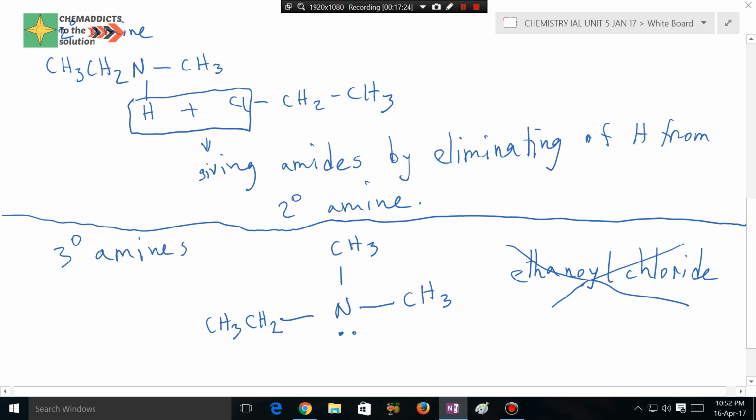So she is a bad lady, so why is she not reacting with this 3-degree amine? That's because this particular amine doesn't have any hydrogen. Since this is a 3-degree amine, this particular nitrogen has no hydrogen atom attached to it, so it won't react with this ethanoyl chloride. That's the reason why 3-degree amines don't react with ethanoyl chloride or acyl chloride.